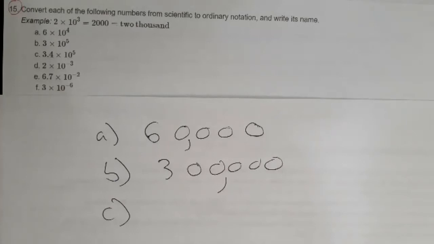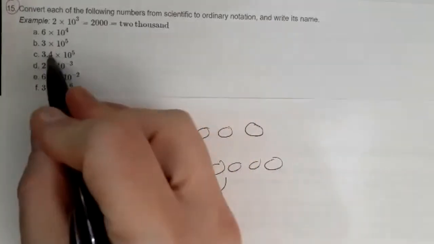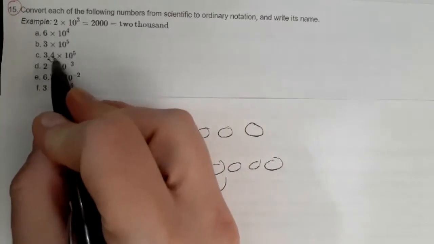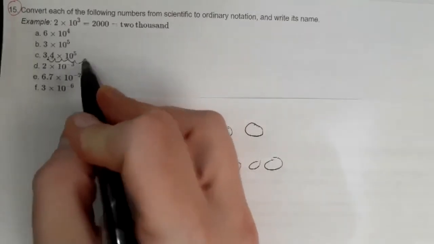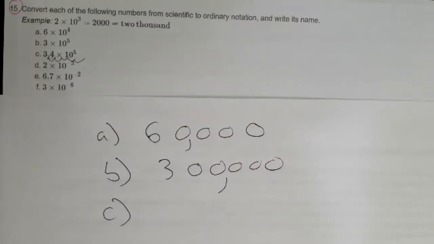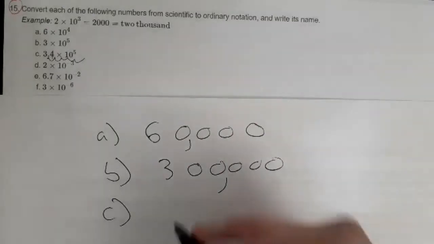So that's 6,000. That's 60,000. This is 300,000. So we're literally just filling in the zeros. But that 4 is going to take up one of those spots. So now I only have, what, 4 zeros that I need to fill in?